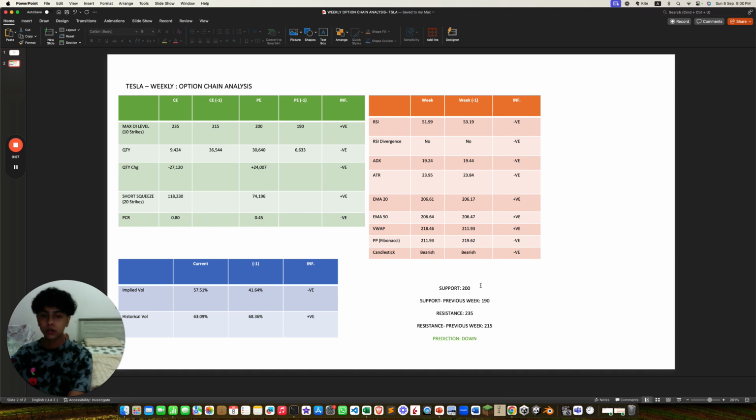The current support is 200. Previous week's support was 190. Resistance currently is 235, and the previous week's resistance was 215, according to the option chain. And overall, the prediction for Tesla is that it goes down.